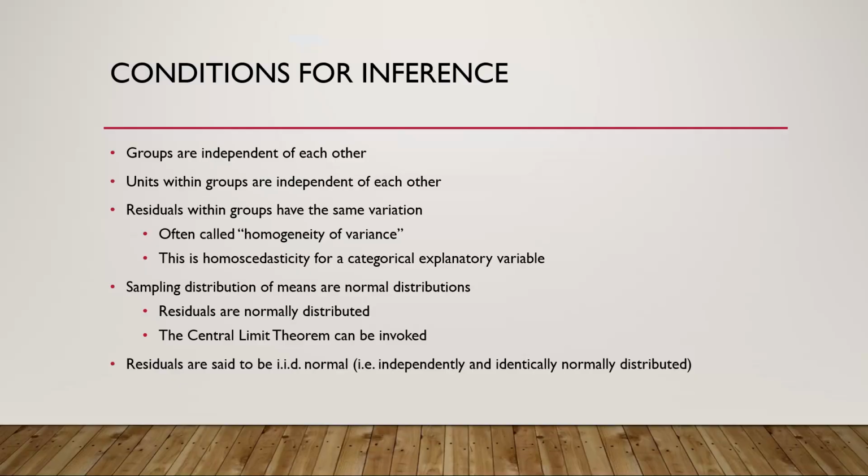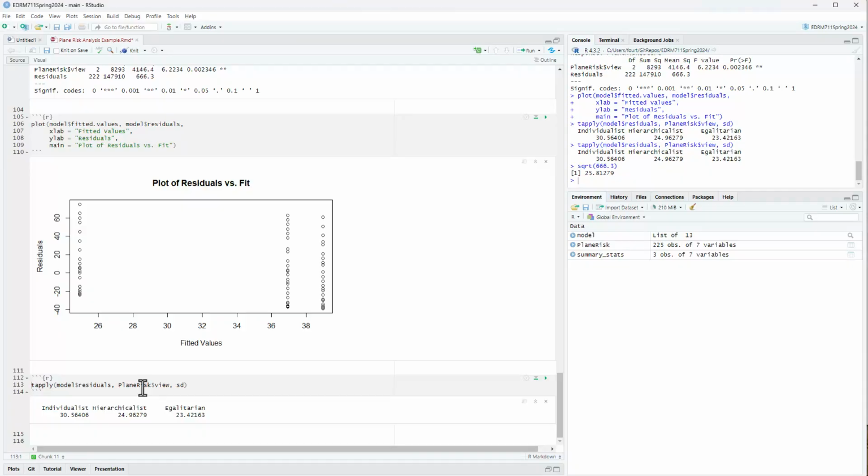Okay, the other condition that we had here is that the sampling distribution of means are normal distributions. The residuals should be normally distributed. And if we don't have a large enough sample size, the central limit theorem can be invoked if the residuals are not really normally distributed. So the central limit theorem can't help us with not having homogeneity of variance, but it can help us if we don't have normal distributions. So let's go ahead and see how to check for that.